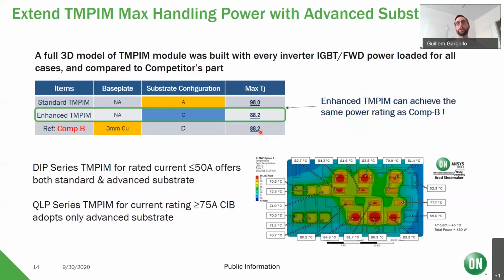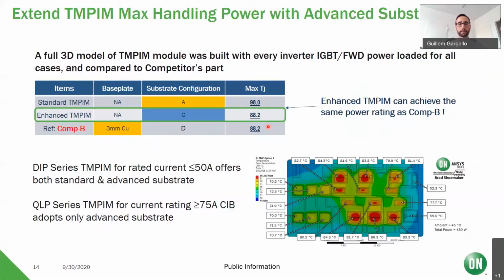So if we get rid of the base plate and we use our enhanced DBC substrate, we can achieve under the same conditions the same junction temperature as a base plate package, of course at a much better reliability, because as I mentioned, we reduce one of the critical components for reliability, which is the joint between the base plate and the DBC.